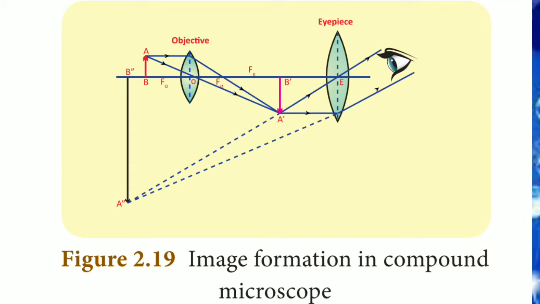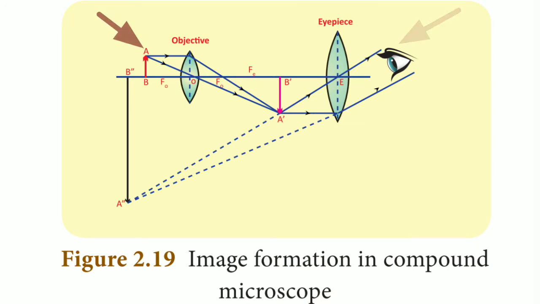Next one, working of compound microscope. The object is placed at a distance slightly greater than the focal length of the objective lens. A real, inverted and magnified image is formed at the other side of the objective lens. This image behaves as the object for the eye lens.